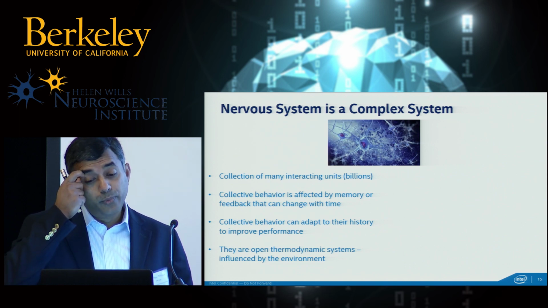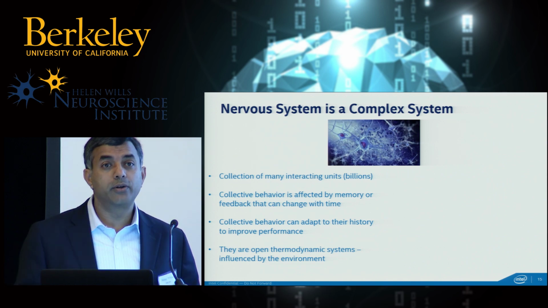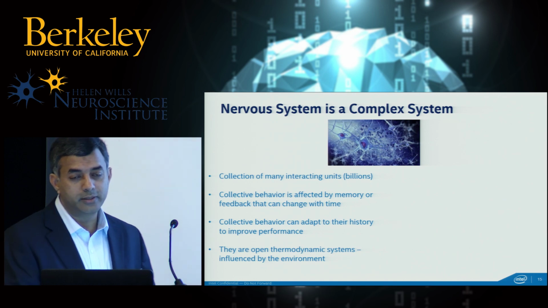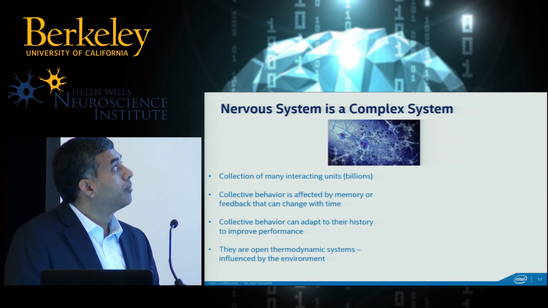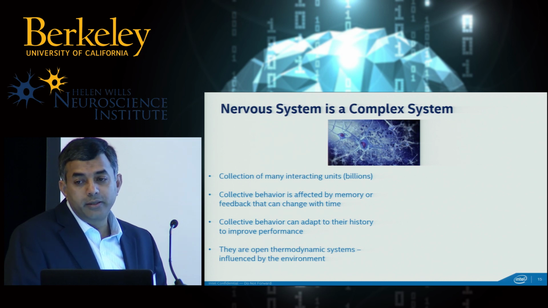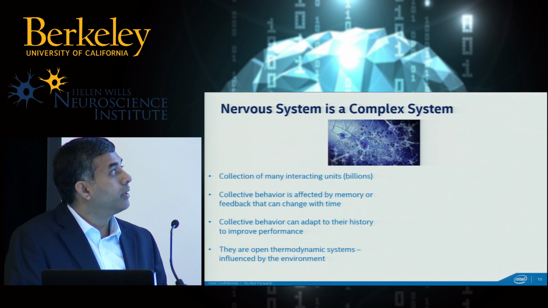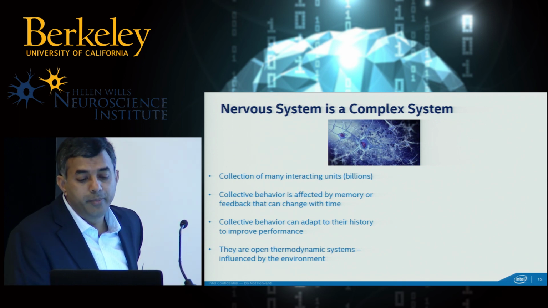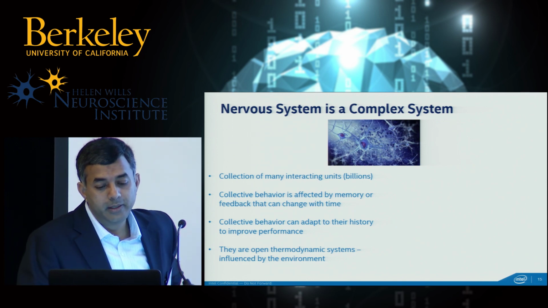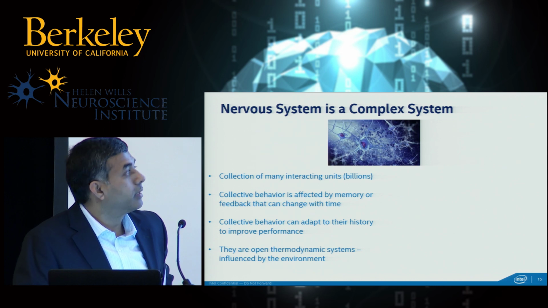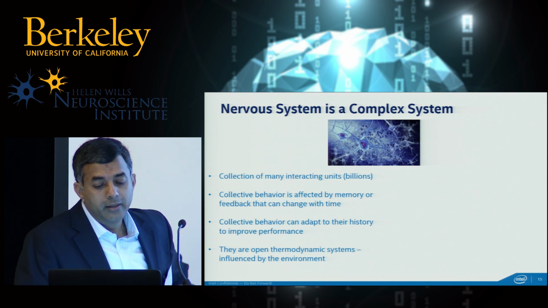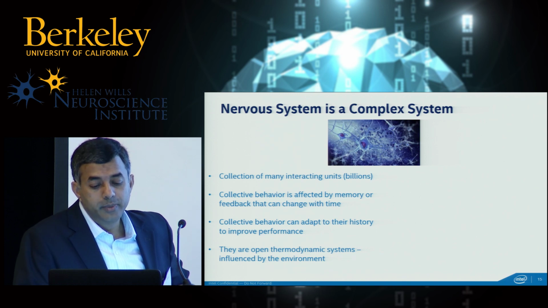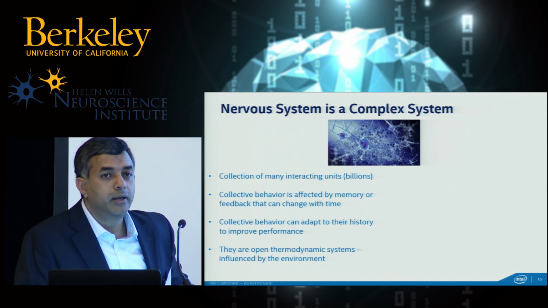So if I put all this together, one conclusion we can draw is that the nervous system is a complex system. I don't think there'll be much debate about that. Why? Because it's a collection of many interacting units, billions of them. The collective behavior is affected by both memory and feedback that can change with time. And the collective behavior can also adapt to their history to improve performance. And they are open thermodynamic systems, meaning they're influenced by the environment constantly.